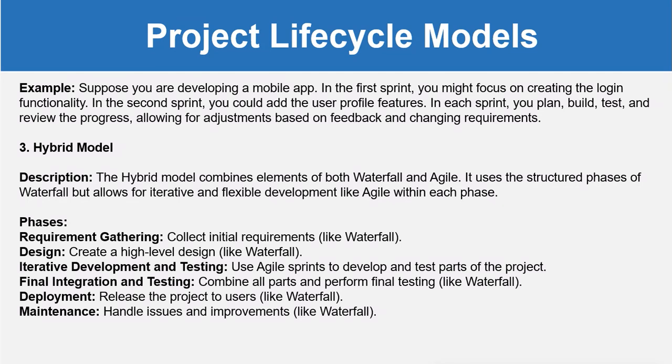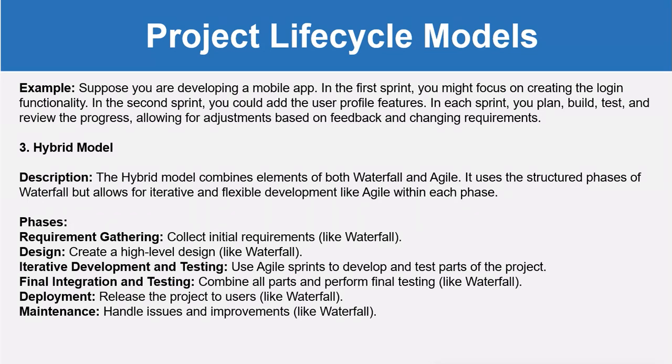The phases are, for example, requirement gathering. So collect the initial requirements like using the waterfall model. Then in the design, creating a high level design using the waterfall approach. Iterative development and testing means using agile sprints to develop and test parts of the project. So here we are using the iterative or agile sprints in the development phase. Final integration testing, combine all parts and perform final testing using the waterfall approach. Deployment, release the project to users like the waterfall approach. Maintenance, handle issues and improvements like the waterfall approach.